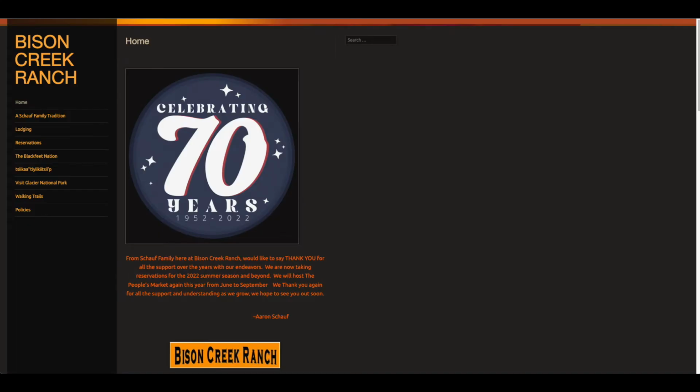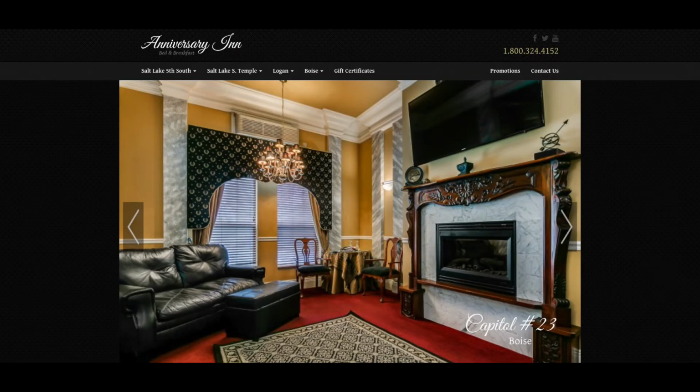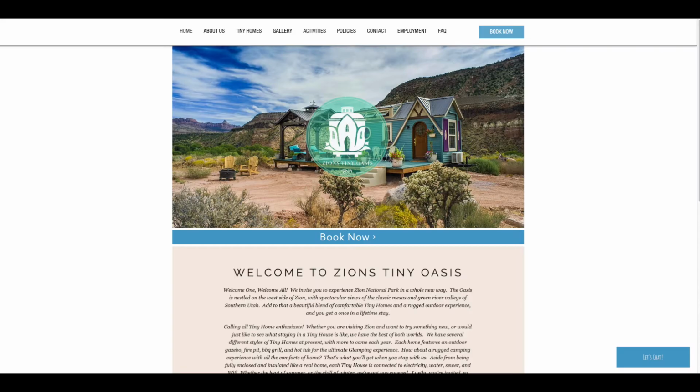Look at these examples. A lot of times these properties will just put up a website out of necessity, and there's a lot of poor space used. There's a lot of blank space here. There's not a lot of information. Even the pictures are difficult to see.